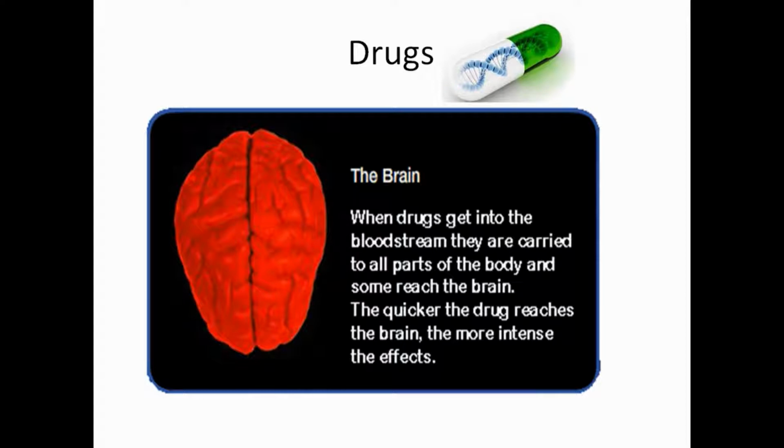Now, let's take a critical look here. When you take drugs, most of the time, drugs that get into the bloodstream carry to all parts of the body. So drugs that get into the bloodstream most of the time find themselves reaching the brain if they are able to cross the blood-brain barrier. Because in our system, we have something we call the blood-brain barrier, which blocks certain molecules from entering the brain. But certain drugs find their way into the brain, and the quicker the drug reaches the brain, the more intense the effect of the drug on the brain.